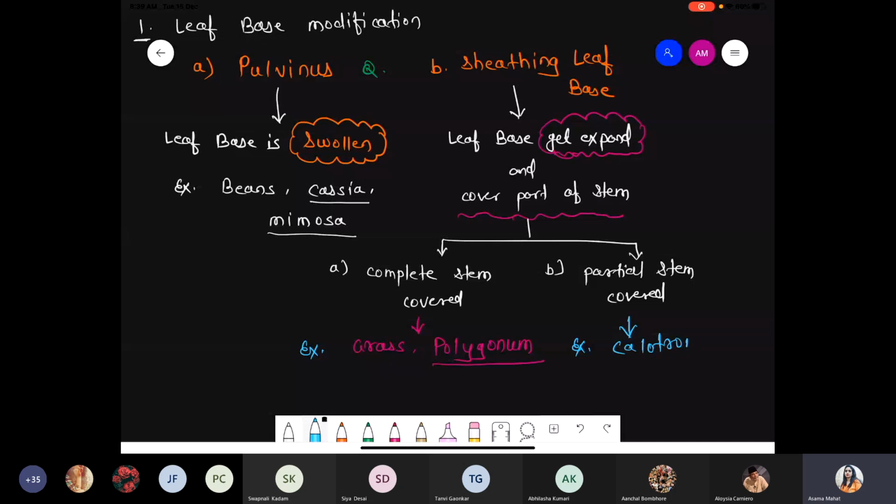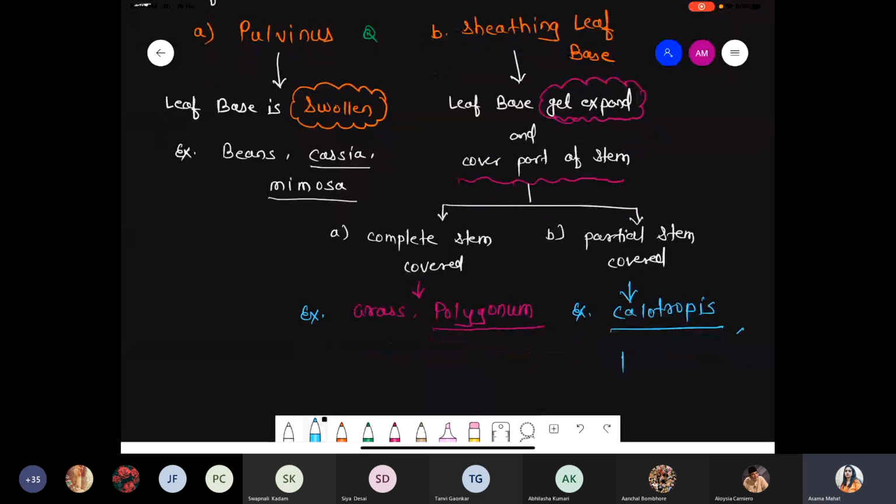Calotropis, and another one that is poppy. Poppy, that is khaskhas. When you fry into masala, there is something white in color, so that is khaskhas, and that khaskhas is nothing but poppy. Poppy seeds are basically white in color. It looks exactly like rava.